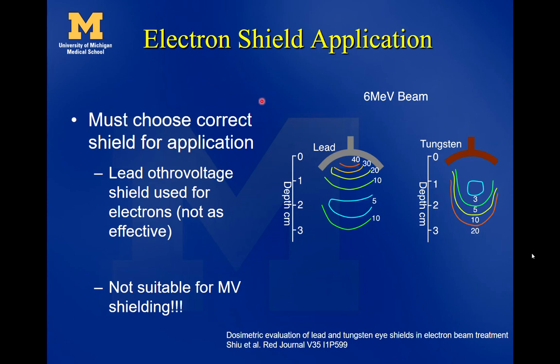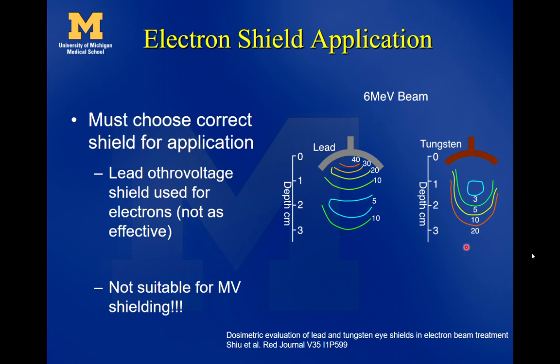This kind of is an extreme example of what would happen if you were to use the wrong shield. So in this example, we have a 6 MeV electron beam. They have these lead eye shields, orthovoltage shields used for electrons. These were used for X-ray treatments to the face and the eyelid and things like that, but they're made out of lead. They're probably good for that ortho machine, but they're just not thick enough for a 6 MeV electron beam. You have to use tungsten.